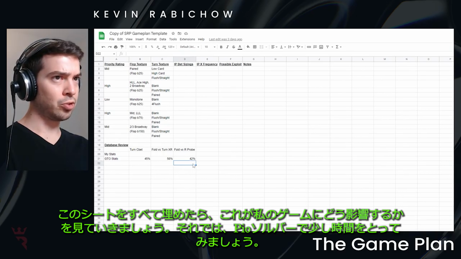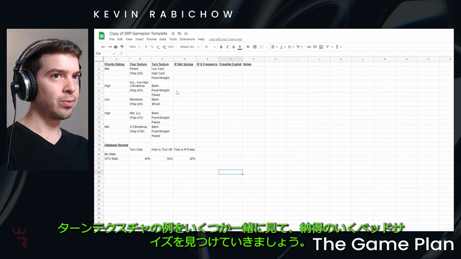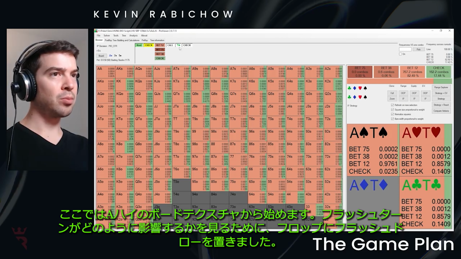So once I fill in the whole sheet, we'll get to how this impacts my game. So I'm going to take a little time in Pio Solver now. We'll look at a few examples of turn textures together and find the bet sizes that make sense. So I'm starting here with an ace high board texture.